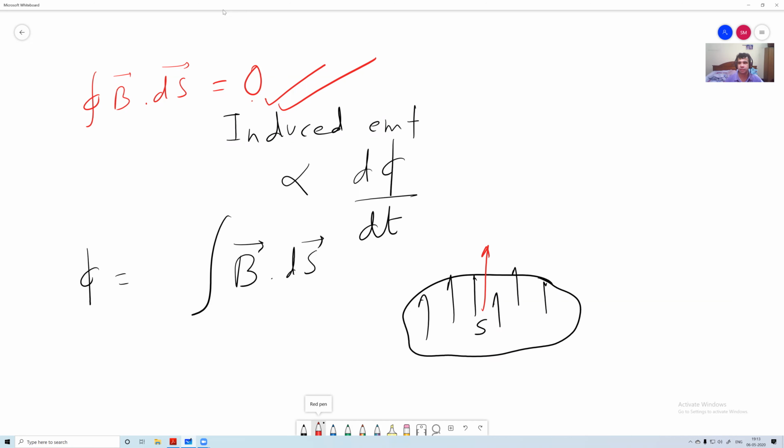Did you study Maxwell's equations in physics? In first year or first semester or second semester? So there was one equation stating this, and this comes directly from that.